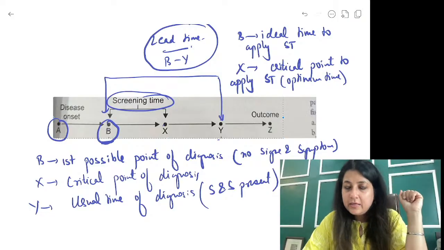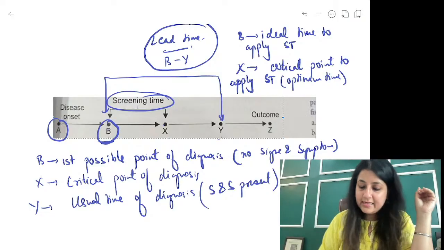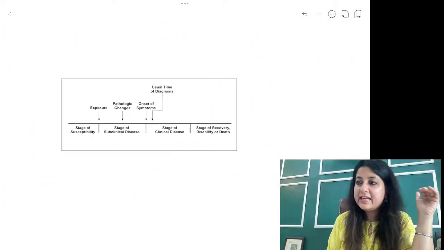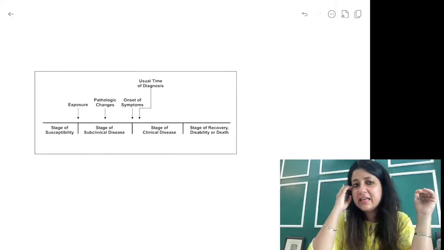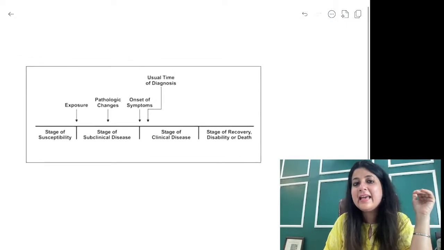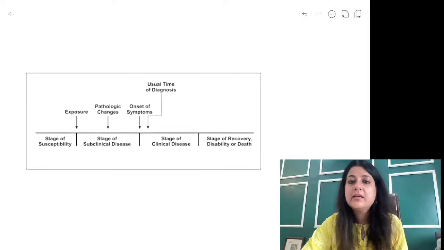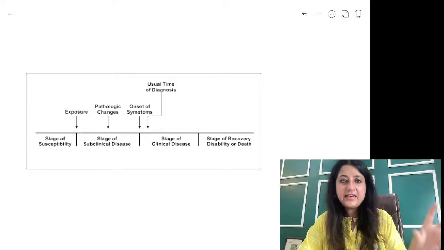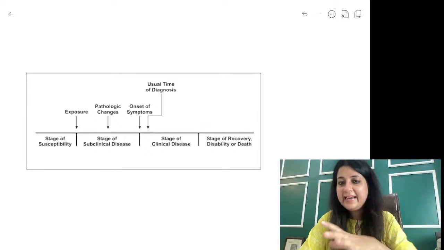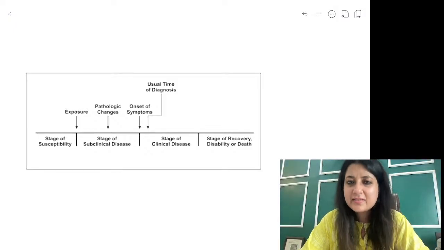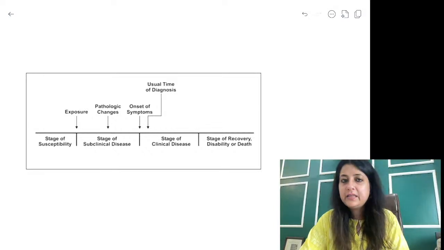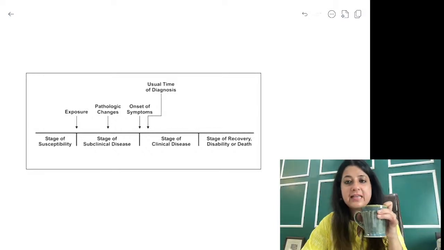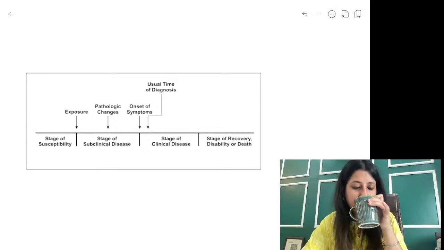Okay, now let's go to another image. This image I'll take up tomorrow also. What is the name of this image? If this comes in the exam, what will you write? This is an image of incubation period, lead time. What is it? Anyone? I want the name of this image. Just I will discuss tomorrow also.